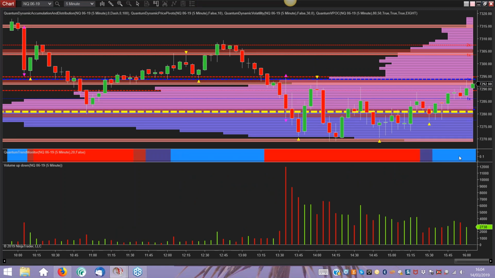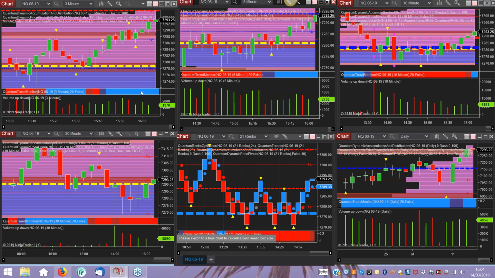Trend monitor's bright blue, so we've transitioned from the red through to the dark blue into the bright blue. So that's helping us. We're in bright blue on the 3, on the 5, on the 10. No flicker on 30 yet, too far away. But certainly from a faster time frame perspective, if we're trading this as an intraday scalping trader, we're pretty comfortable at the moment because we've got trend monitor blue across 3 time frames.